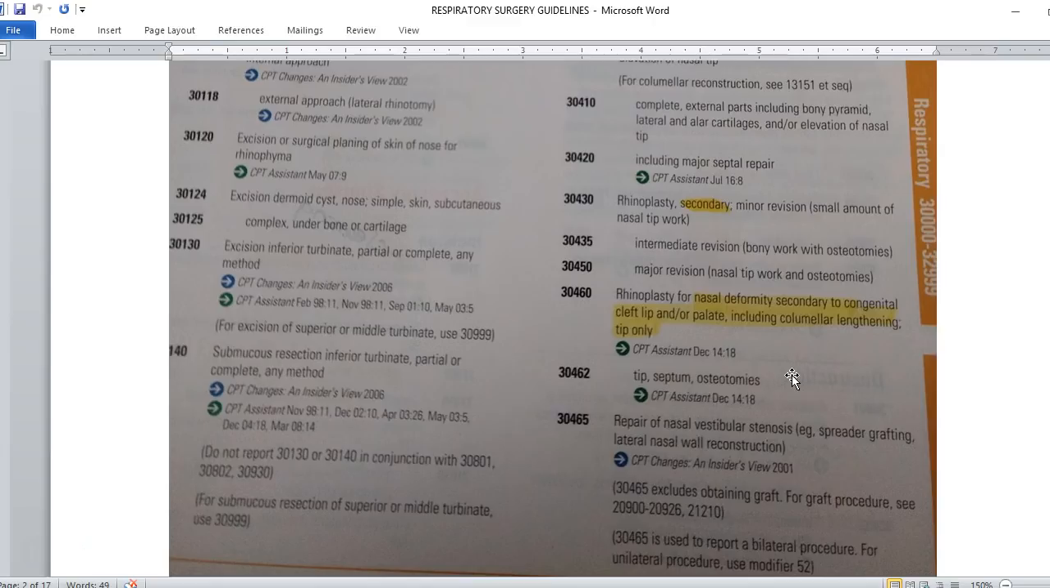Now, that's not saying that people cannot get a rhinoplasty done for cosmetic reasons. They absolutely can. We use the same exact codes. The difference is insurance almost never pays for cosmetic surgery. Again, it depends on the medical necessity of it.